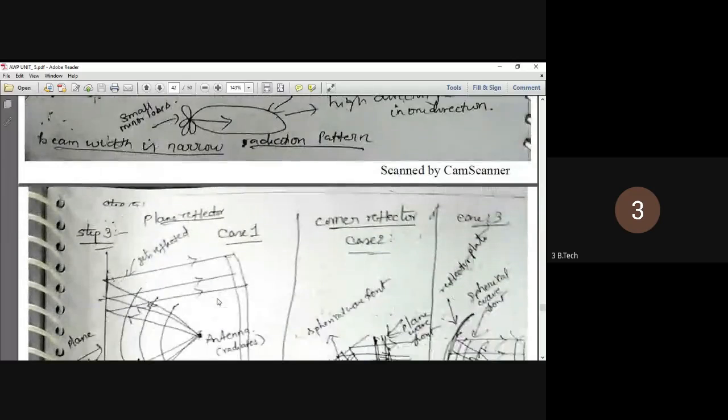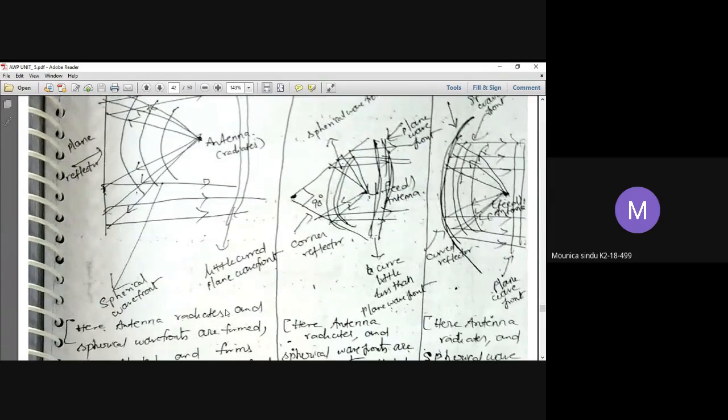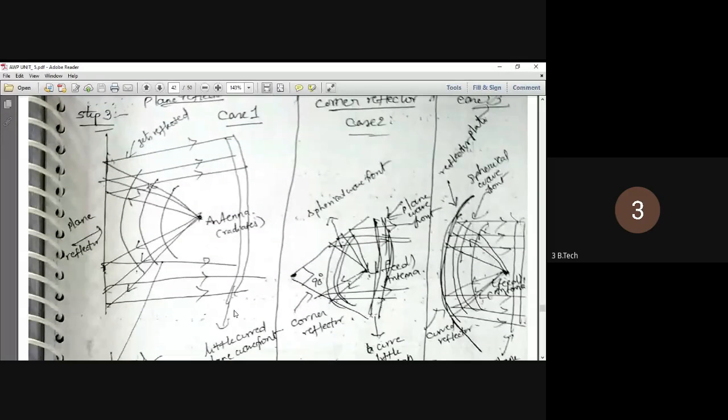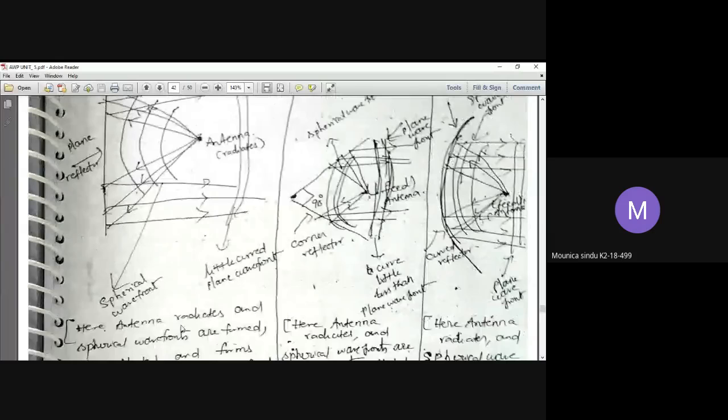Monica? Yes, sir. Explain about plane reflector. In a plane reflector, when we connect the feed antenna, it reflects. Spherical wavefronts will reflect to the parasitic element, and it reflects back as a plane wavefront. That means spherical wavefronts are converted into plane wavefronts. So it has a direct.